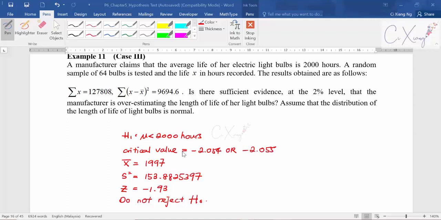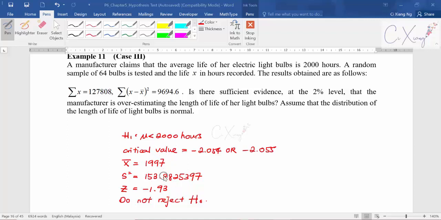Okay, then after that you should try to get the critical value. So you can get either negative 2.054, or negative 2.055 is also accepted. Then of course you need to draw the normal distribution graph to help you. And after that, when you want to calculate the test statistic, you need to go through with the sample mean.